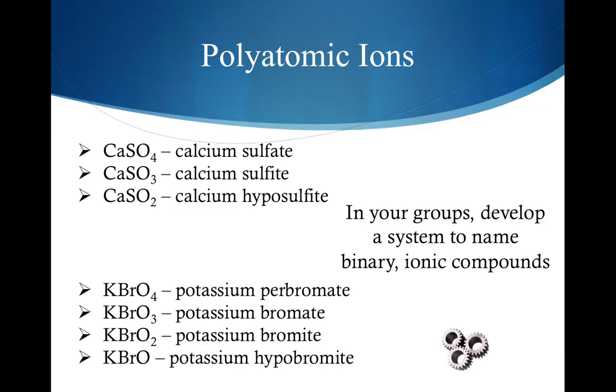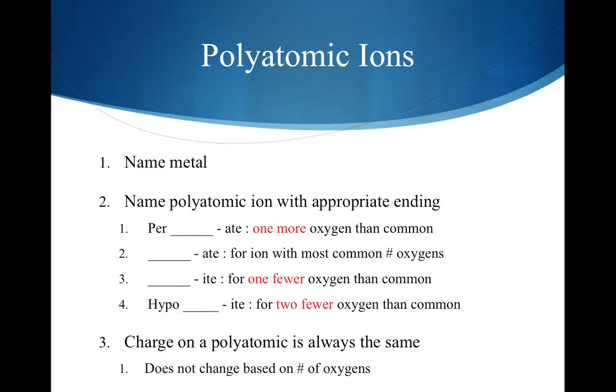And then you see perbromate. So now we have another section where you add a prefix and a suffix. So now we have our system of naming ternary salts. Number one, we name the metal, just like in binary compounds. Then number two, we name the polyatomic ion with the appropriate ending. That's the important part, and that's the entirety of ternary salts.